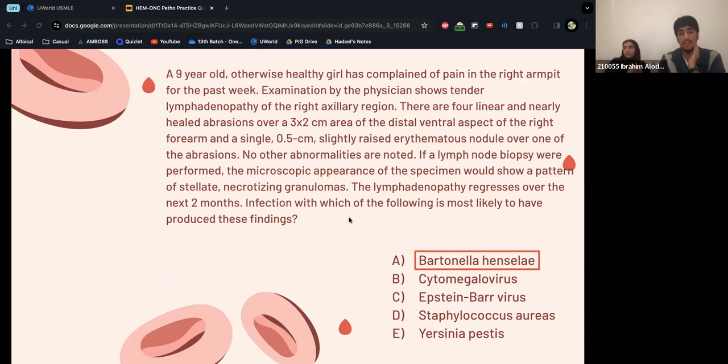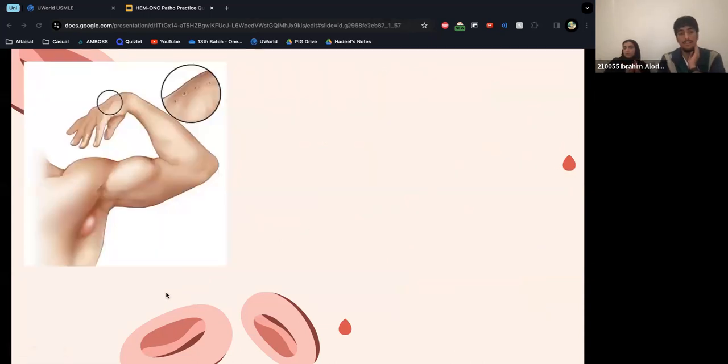All right. Over here you can see the cat scratches on the dorsum of the hand. You can see the axillary lymphadenopathy. Those are the two main things that they're always going to mention in cat scratch disease.